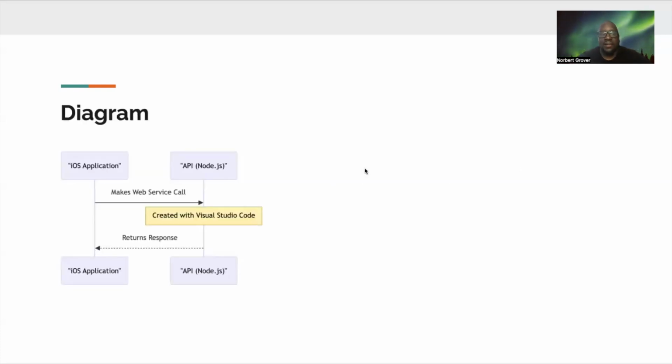And this is our diagram, right? So right here, we have our iOS application. This is an app that we make, right? And then it sends a call to the API. And that call can be just a URL with query strings attached to it. And this returns the associated information in a JSON string format, right?